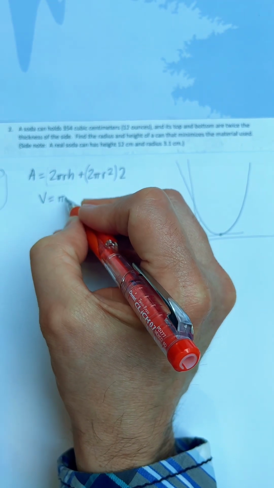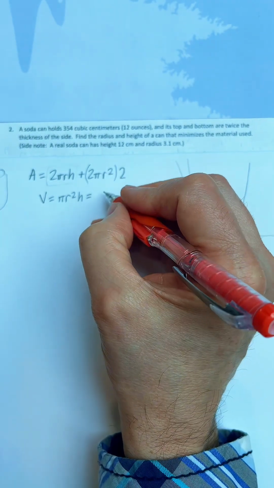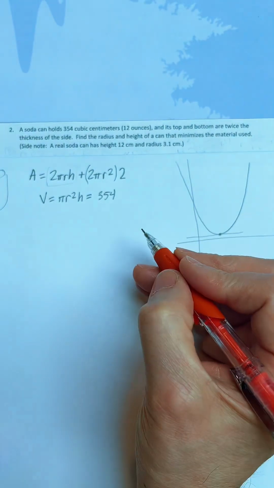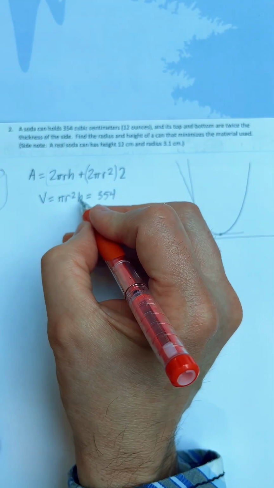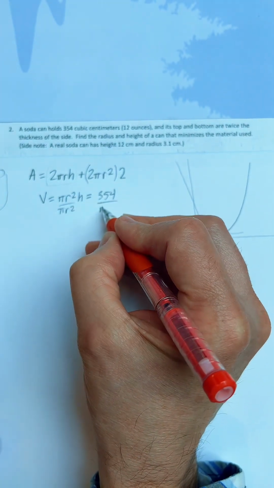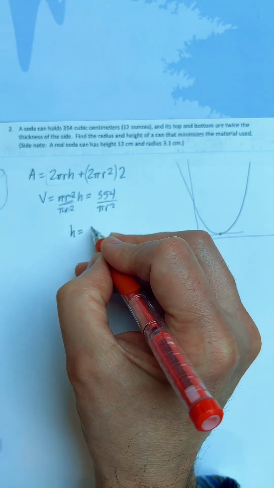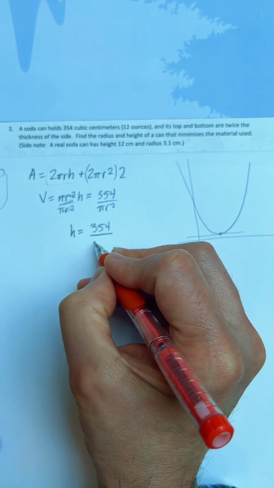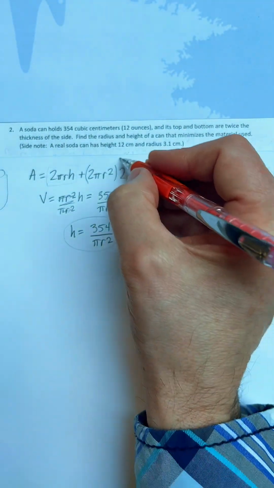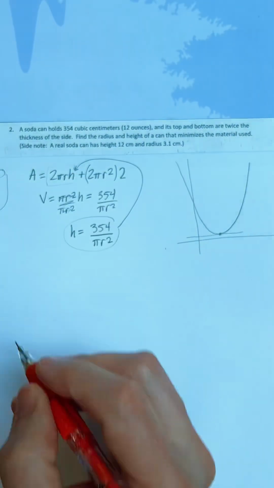We also know that the volume is pi r squared h, which is actually equal to 354. And so I can set that up right away. And what we want to do is solve for h. So if I divide both sides by pi r squared, we can get rid of this and have h equals 354 over pi r squared. Take this now and plug it into that, and we'll be able to work from there.